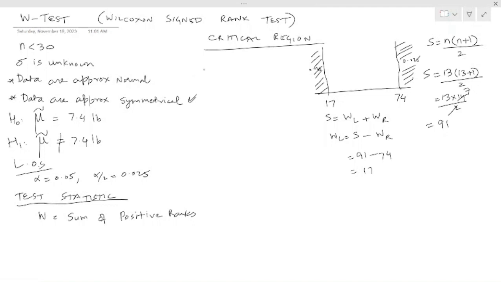And we state the rejection criterion or critical region as: H naught would be rejected if W calculated is either less than 17 or it is greater than 74. Sorry.